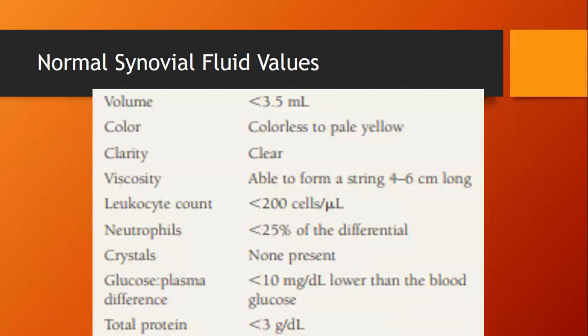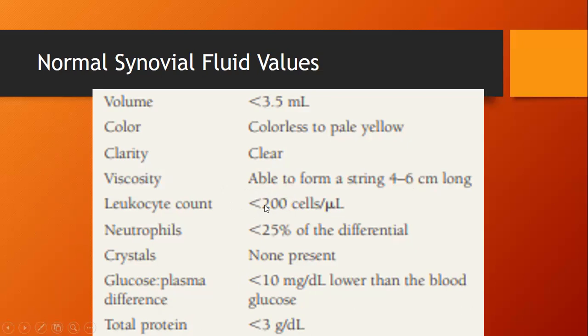These are the normal values for synovial fluid analysis parameters. I've mentioned already that your synovial fluid is found in smaller volume, but in disease state, it may reach up to 25 ml. Normally, it's less than 3.5 ml in volume. The color is colorless to pale yellow, and it's usually clear, and it is viscous due to the presence of what substance again? Hyaluronic acid, such that it is able to form a string 4 to 6 cm long.